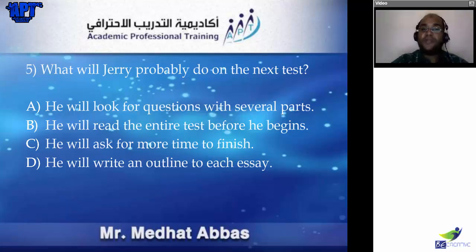5. What will Jerry probably do on the next test? Of course, the answer is very easy and simple to know. He will look for questions with several parts. He will read the entire test before he begins. He will ask for more time to finish. He will write an outline to each essay. The right answer, exactly, letter A. He will look for questions with several parts in order not to forget again and answer in incomplete form, because this was his issue. So the right answer for number 5 is letter A.